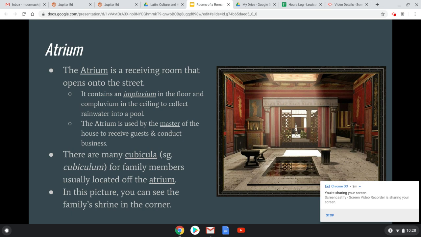In the picture on the right, we can also see the family's shrine in the left-hand corner against the wall. So that usually was in the atrium as well.